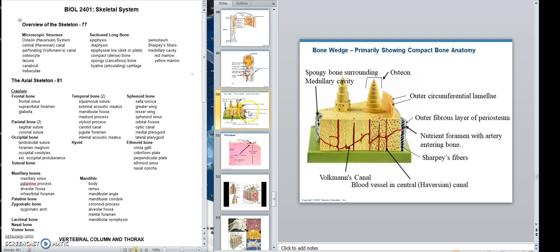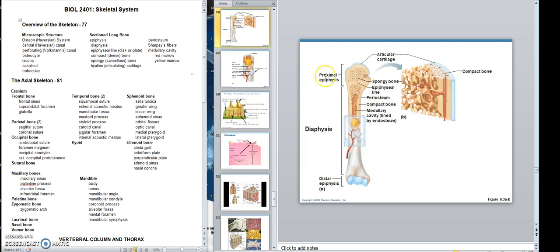The medullary cavity, if you recall, is this here, where as an adult is yellow bone marrow, but as a kid is red bone marrow. Okay, so that completes her list right there. I think I've shown you everything. All right, now we're going to go to the axial skeleton.